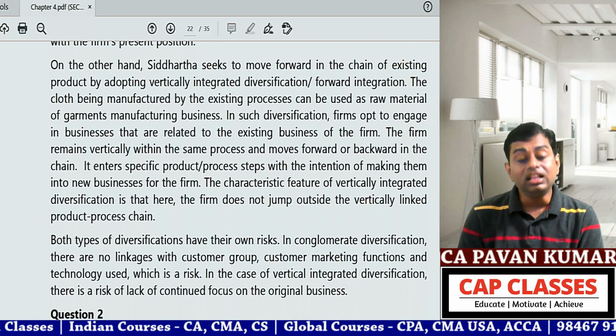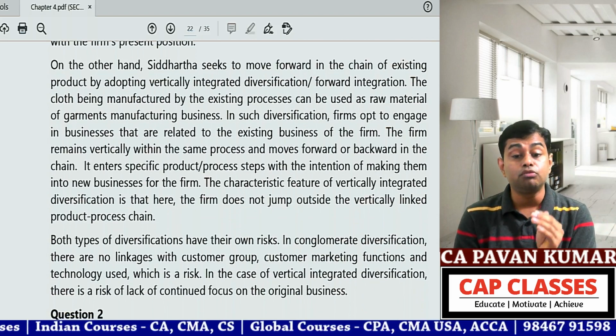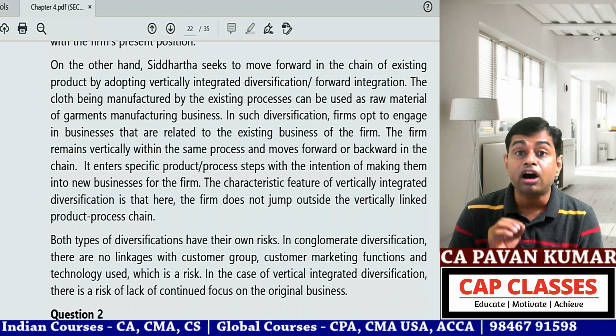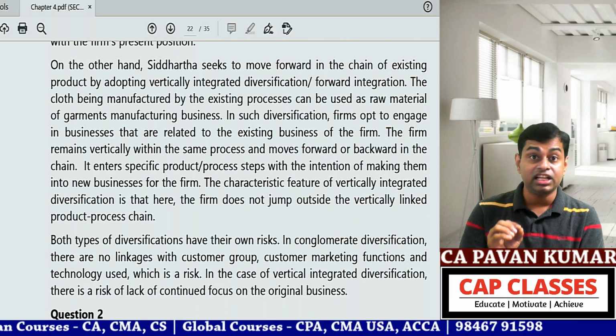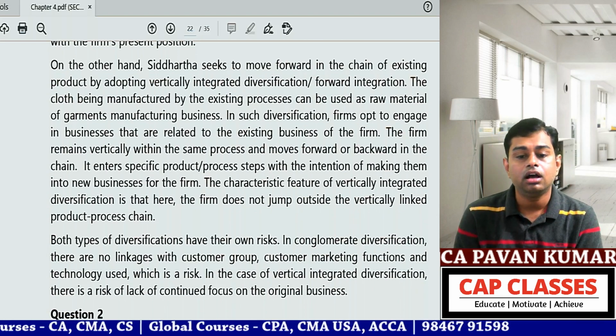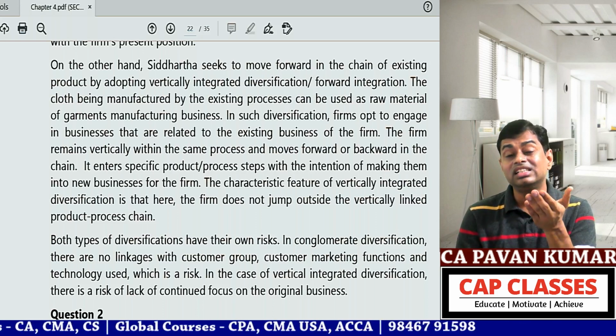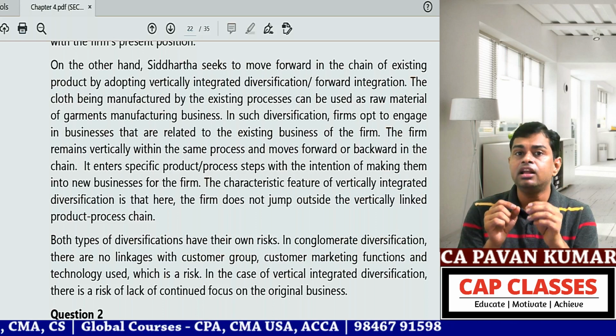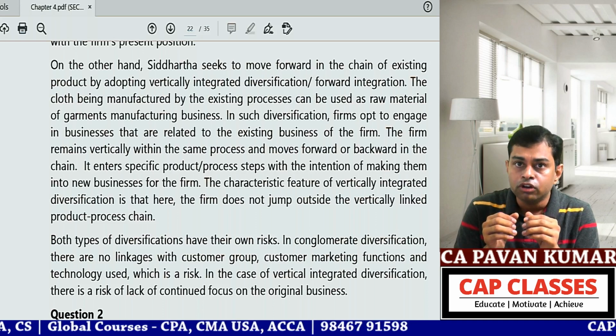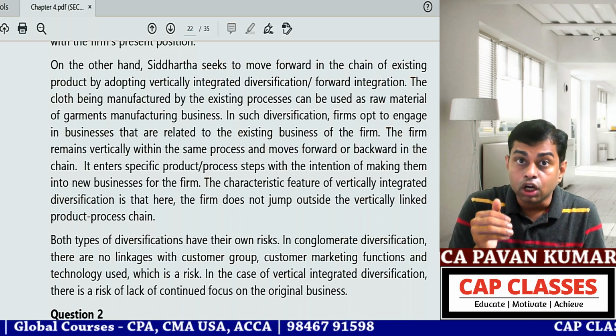Second brother, on the other hand, Siddhartha seeks to move forward in the chain. Chain means supply chain. This is not gold chain. Oh my God. What is the saying? Chain, supply chain. So in the supply chain, where he wants to move? He wants to move one step forward, closer to customer.